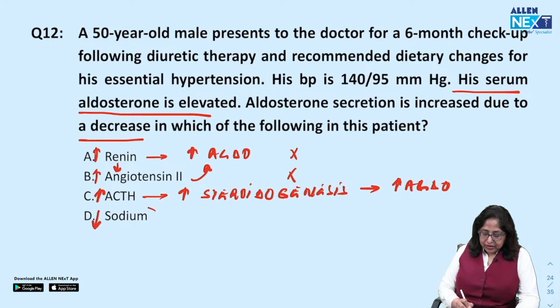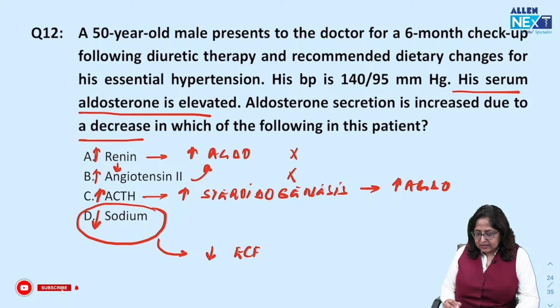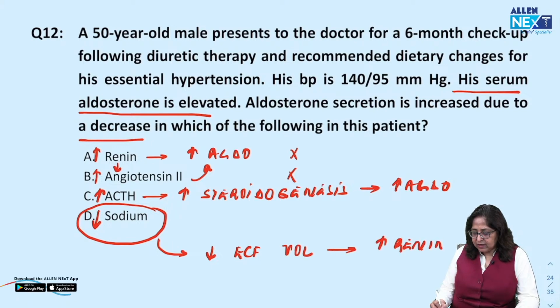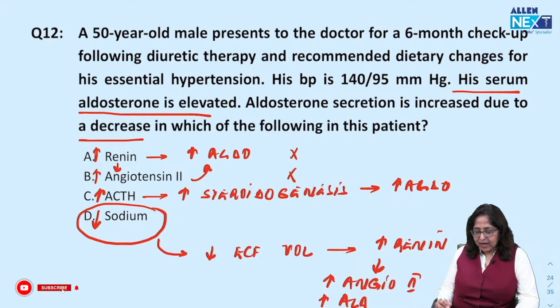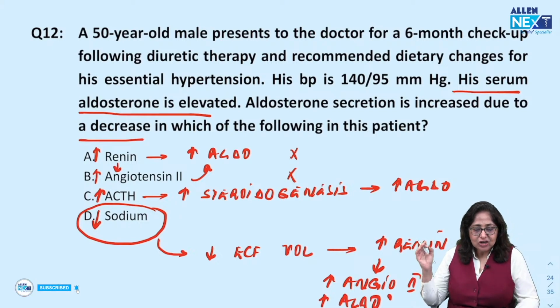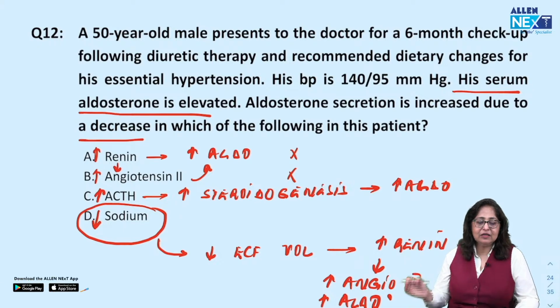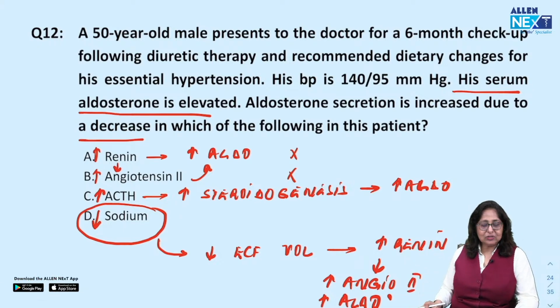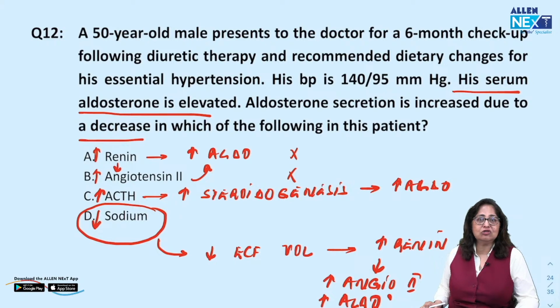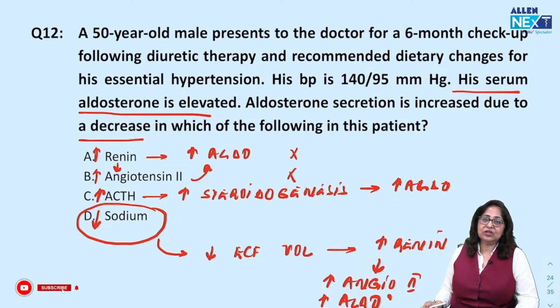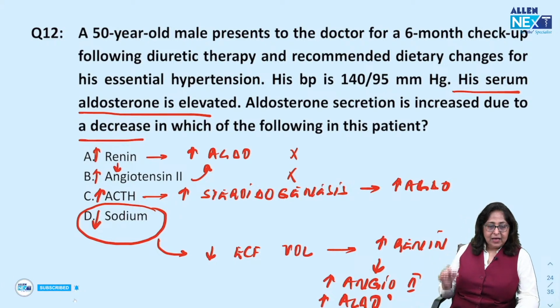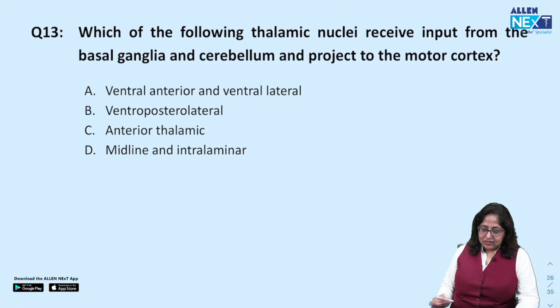A decrease in sodium will increase it. Decrease in sodium is associated with decrease in ECF volume, which increases renin, which will increase angiotensin 2, which will increase the aldosterone. So my answer to this question is D. Just like Avinash, Chandan, you have got it correct. Answer to this question is D. Decrease in sodium will increase aldosterone secretion. Okay, excellent. Let's go on to the next one.